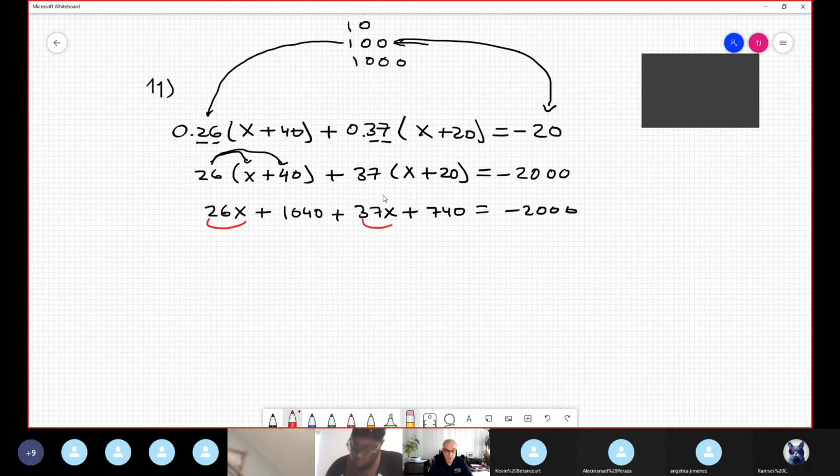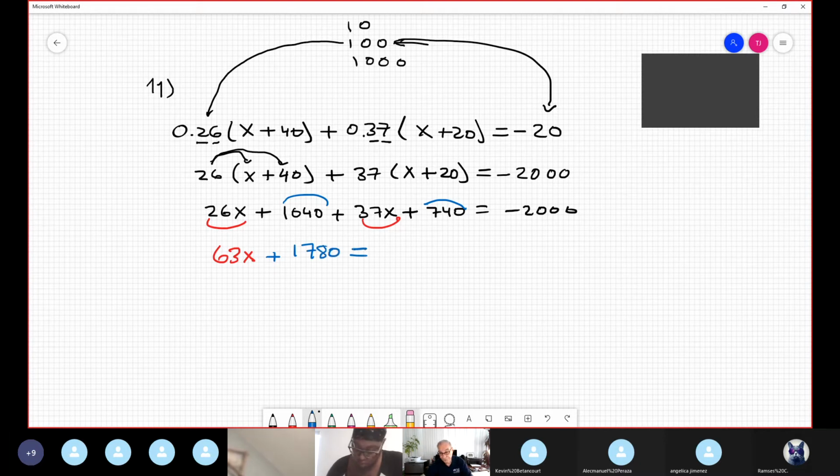Okay, ready to combine like terms. 26 and 37 are like terms. Both are positive, 26 plus 37 is 63x. Now you add this number, just a number without variable. It's 1,040 plus 740. Both are positive, positive 1,780.